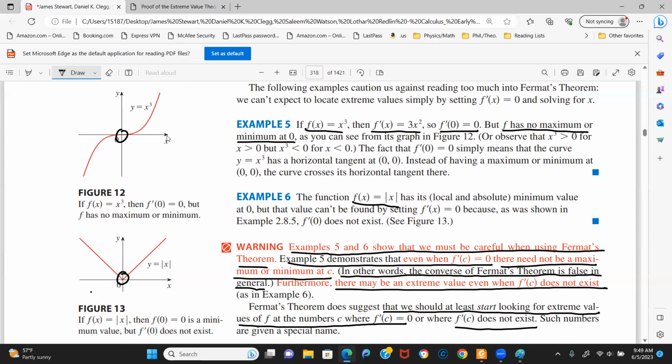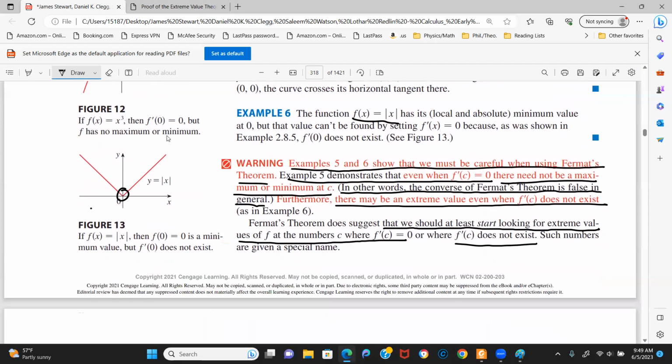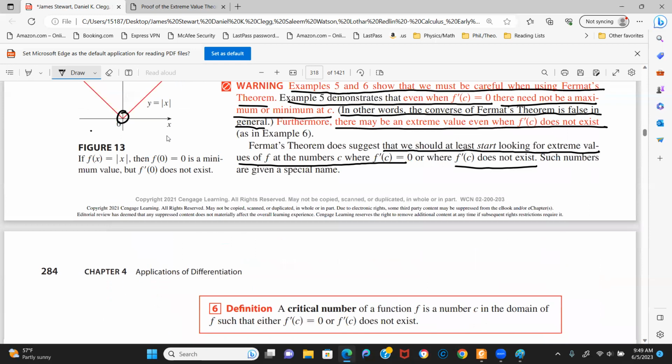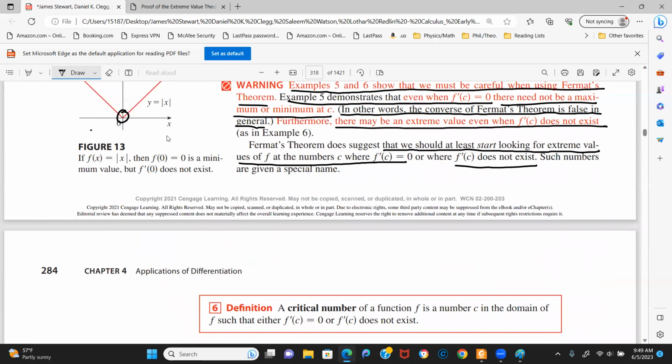So that's all that Fermat's theorem says. It's not a condition telling you where you're going to have minimums or maximums. It's a condition saying where you could have minimums or maximums. That's an important distinction. So we're going to give these types of values c a special name.